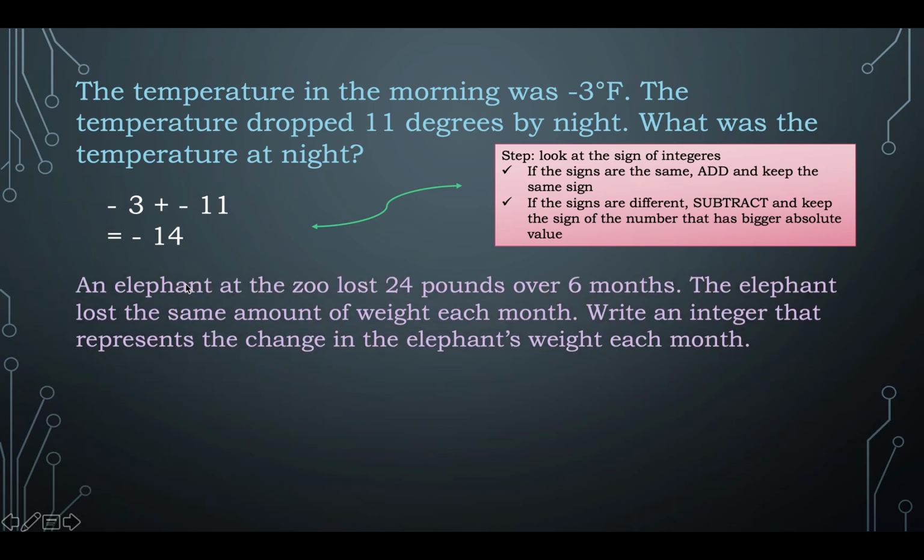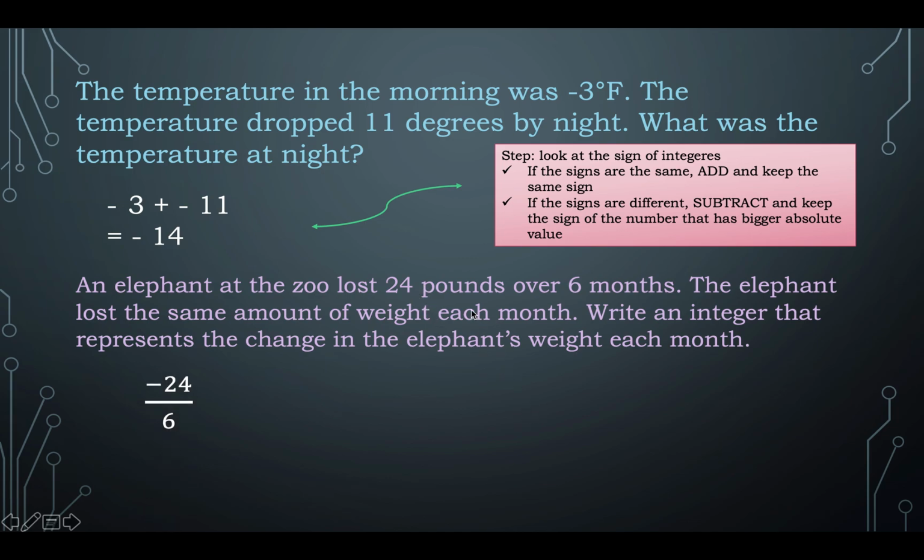Another example, an elephant at the zoo lost 24 pounds over 6 months. The elephant lost the same amount of weight each month. Write an integer that represents the change in the elephant's weight each month. So it says that elephant lost each month a particular amount over 6 months. You need to find the change in each month. So you need to divide.